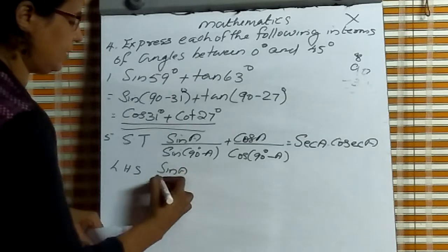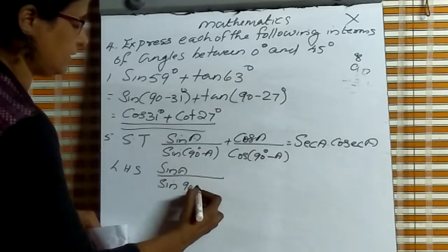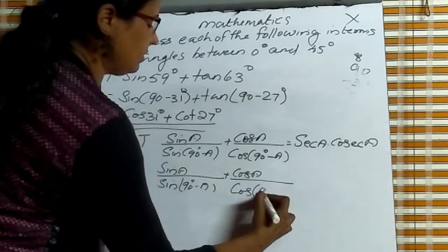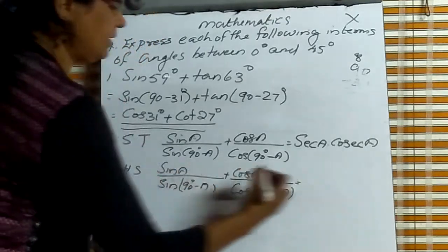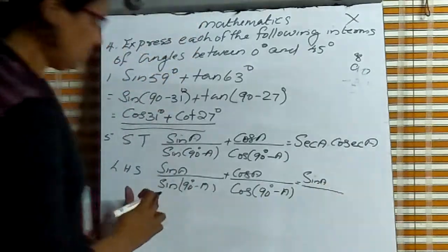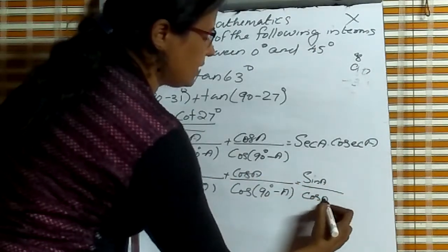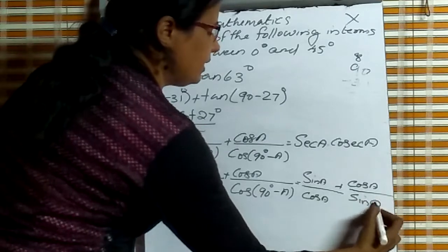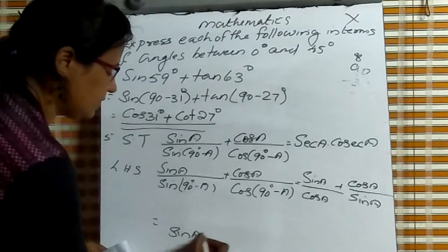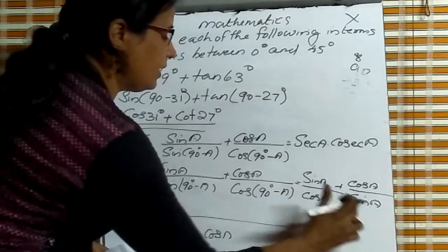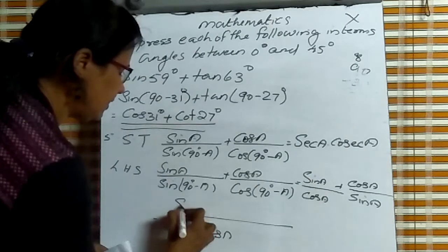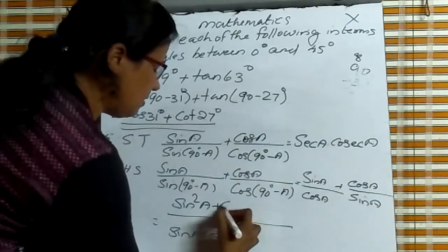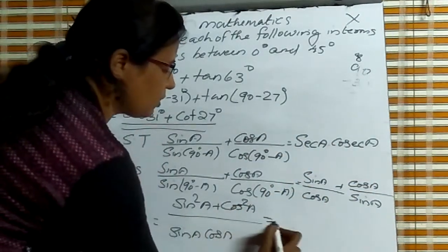Sin A divided by sin 90 minus A, which is cos A, plus cos A divided by cos 90 minus A, which is sin A. Take the LCM, sin A cos A. We get sin A into sin A, sin square A, plus cos A into cos A, cos square A. What is sin square A plus cos square A?